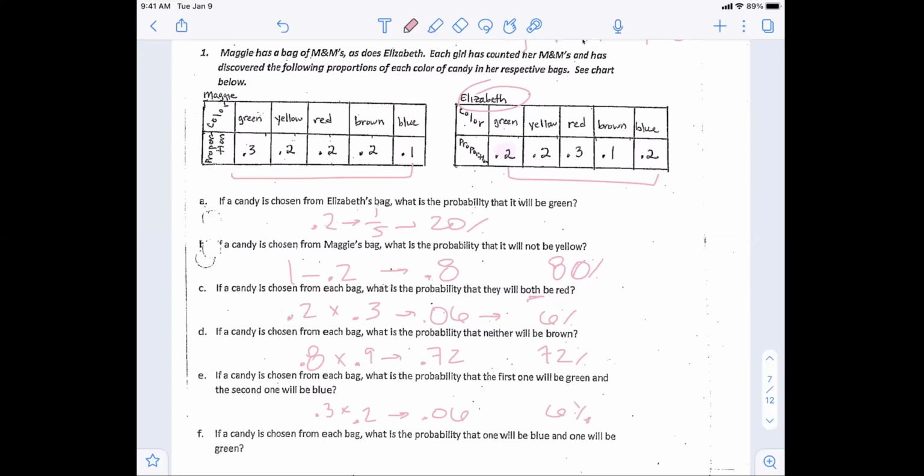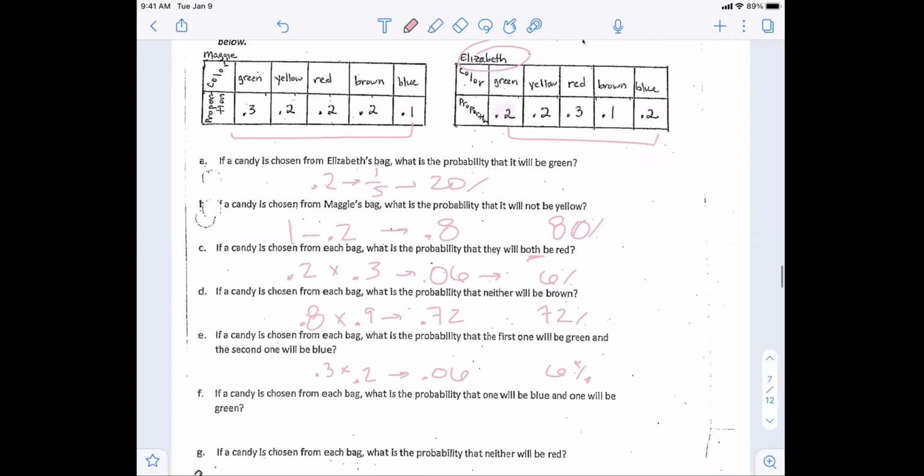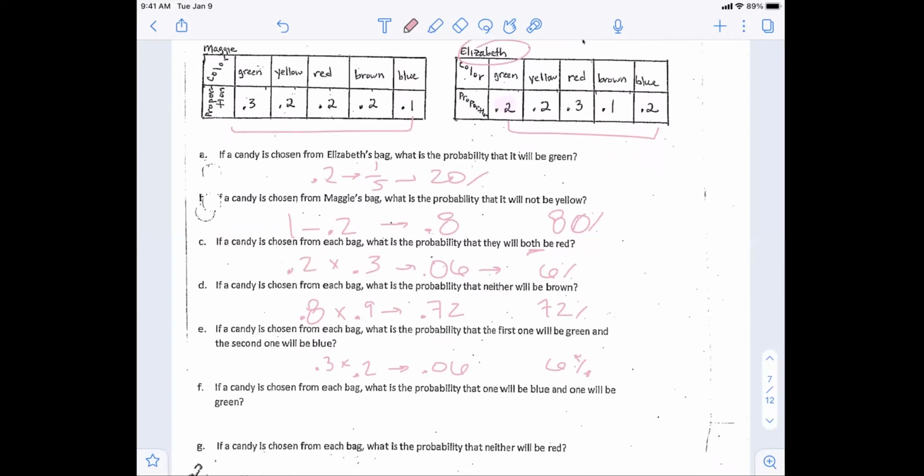Now, that's different than if I just pulled out an M&M from each bag and I got a blue and a green, right? So if it didn't matter which bag I pulled which one out of, I can still check that probability, and that's what the next one is asking. If a candy is chosen from each bag, what's the probability that just one of them will be blue and one of them will be green? This time we have to try both things. We have to try, okay, what if we get a green one from Maggie and then a blue one from Elizabeth? That's what we just found, right? We just found 0.3 times 0.2.